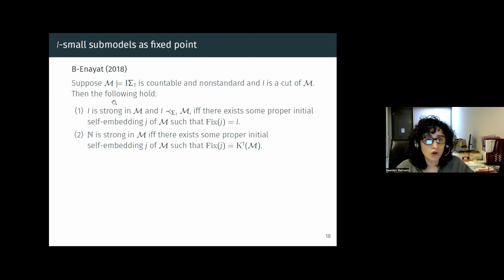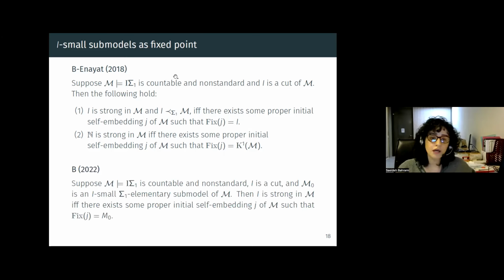In 2018, Nitya and I proved that whenever M is a countable non-standard model of IΣ1 and I is a cut of M, I is strong in M and a Σ1 elementary submodel if and only if there exists a proper initial self-embedding J such that Fix(J) is equal to I. And whenever M and N are models, N is strong in M if and only if there exists some proper initial self-embedding whose set of fixed points is as minimal as possible.